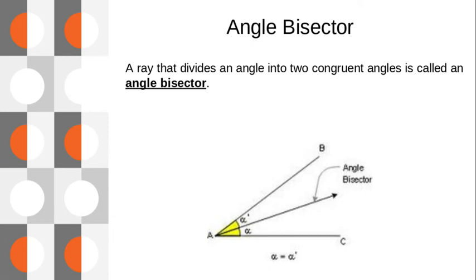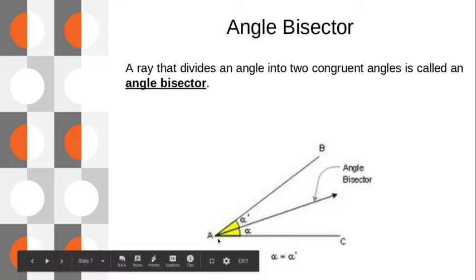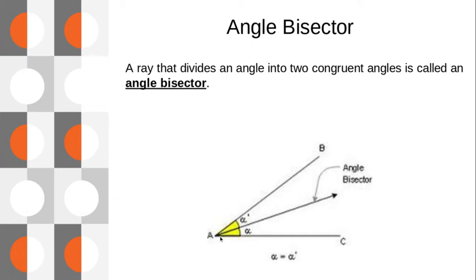Yesterday, we cut segments in half at their midpoint, but we can do the same thing to angles, and it's called an angle bisector. It's a ray that divides an angle into two congruent angles. Notice that for the angle bisector, the initial point of that ray is the vertex.